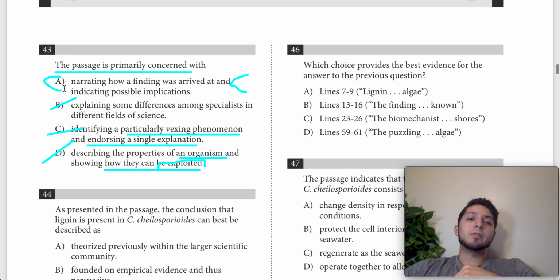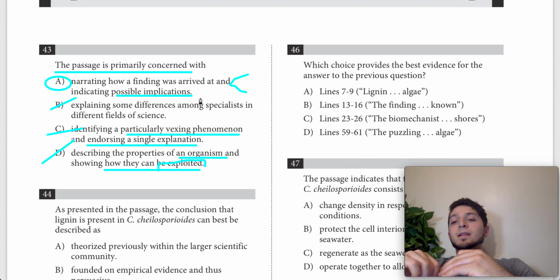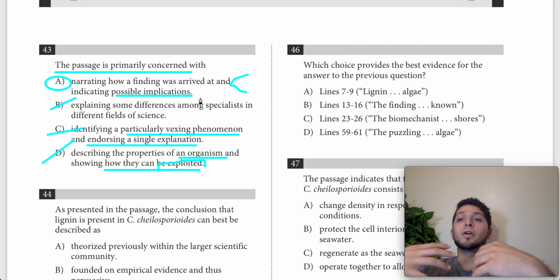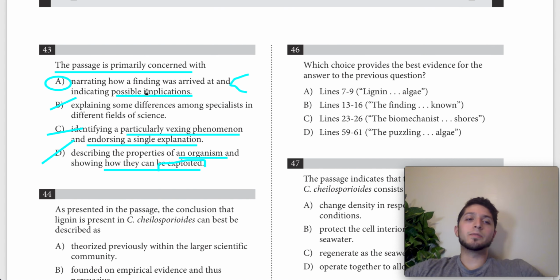which is going to be narrating how a finding was arrived at, and then indicating some possible implications. And the possible implications are going to be basically that what was commonly understood to be the evolutionary route or pathway of lignin is actually, the evolutionary history extends a lot farther back than was originally thought. So for that reason, we'll choose answer choice A for question 43.